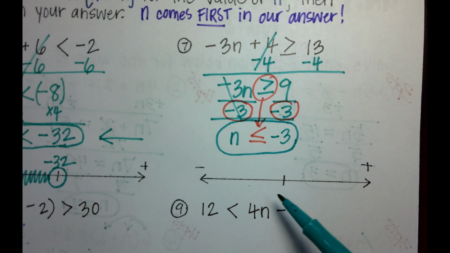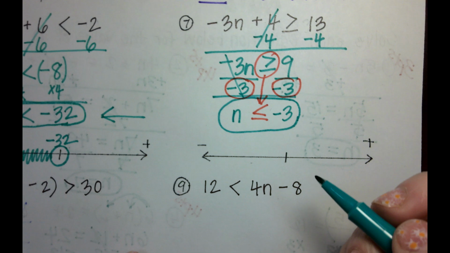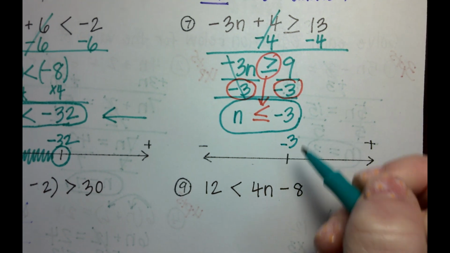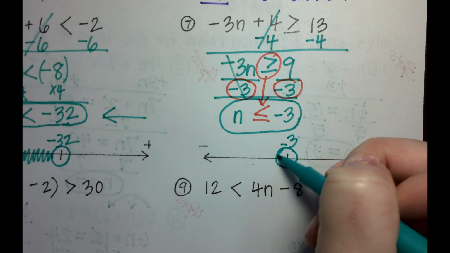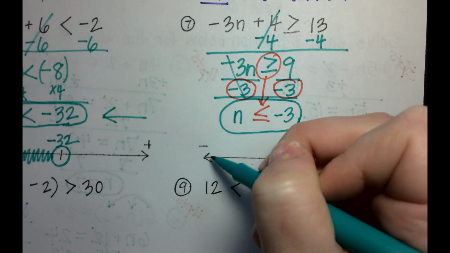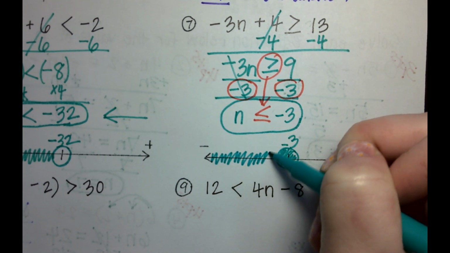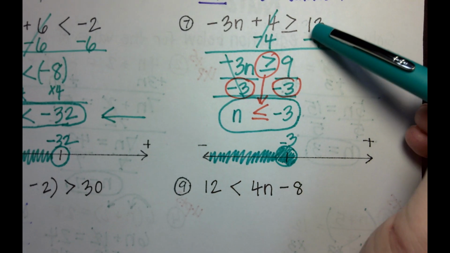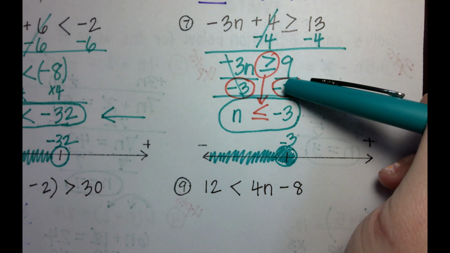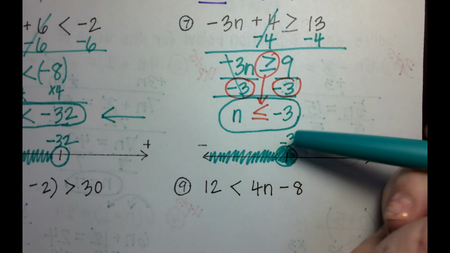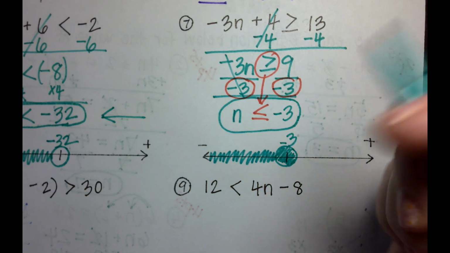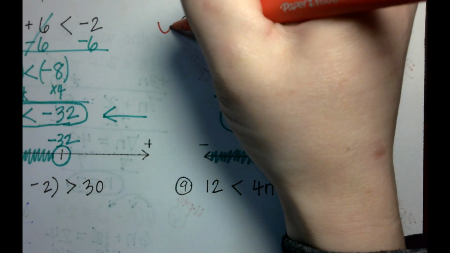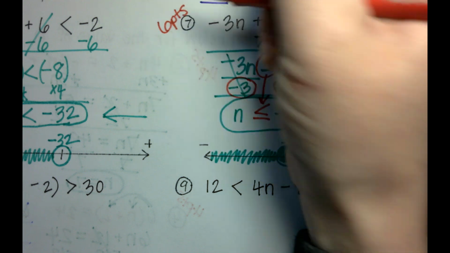And what's our graph going to look like? Negative 3. Closed circle. To the left. Very good. So let's see. We subtracted 4. We divided by a negative. We flip the sign. We get the answer. This one is going to be worth 6 points, an extra 1 point for remembering to flip the sign.